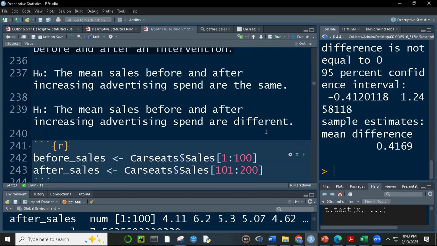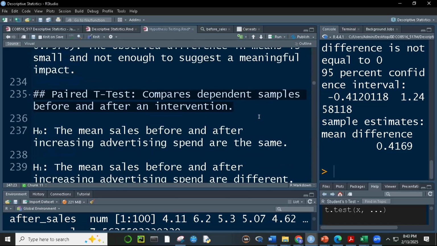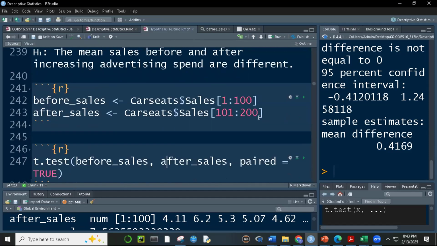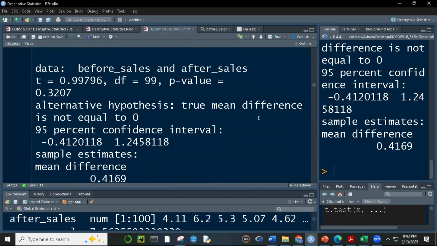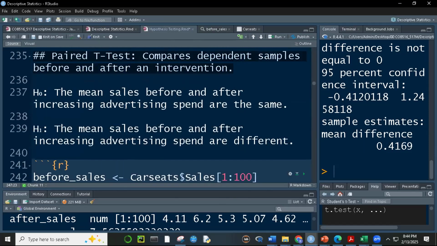So just like the two sample, we were testing urban and rural. The null there was they're the same. Here also, before and after, they're the same. And again, let's quickly go to the p-value. The p-value is 0.3207. So this tells us that we fail to reject the null hypothesis that the average sales before and after advertising are the same. So we fail to reject that.